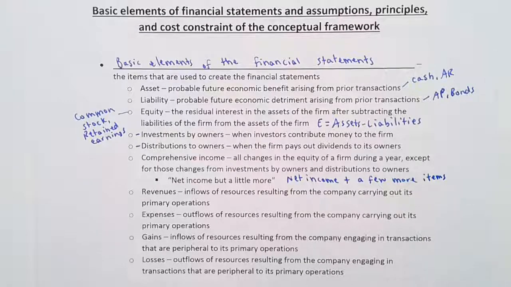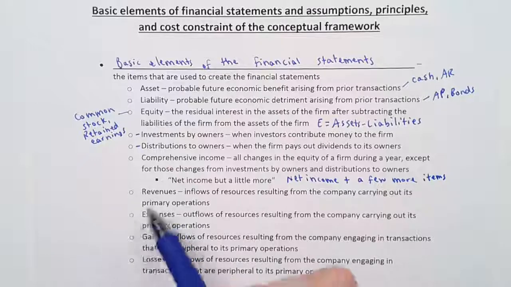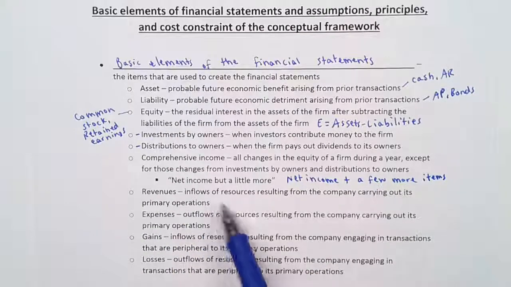Okay, revenues are basically just inflows of resources resulting from the company carrying out its primary operations. Right, relatively straightforward. The company is receiving cash or other assets for basically doing what it does every day, all day long. Expenses are outflows of resources resulting from the company carrying out its primary operations. Then we have gains and losses.